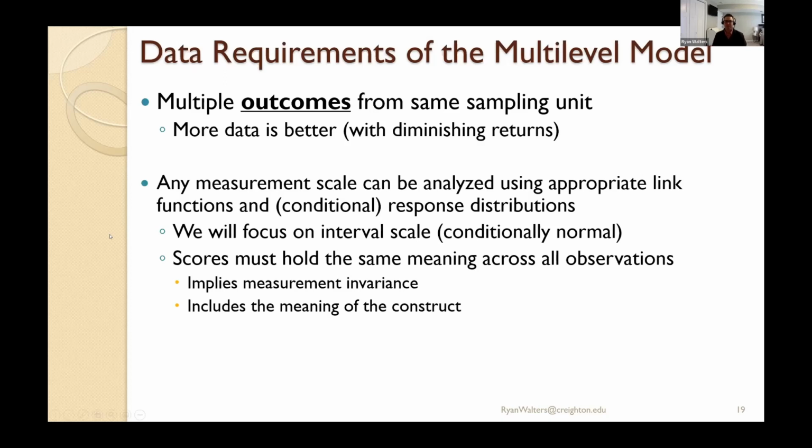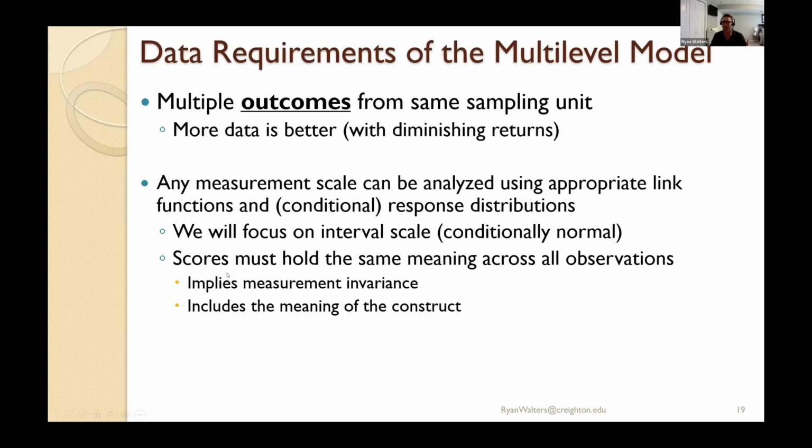Any measurement scale can be analyzed in the multi-level model for the most part, using appropriate link functions and conditional response distributions. We're going to focus here on a discrete outcome that we're going to call continuous. We're going to work under the assumption that it's conditionally normal when it's not, again, just for example purposes. But everything we're doing here, how to include predictors, how to interpret predictors, are going to apply directly had we used a less wrong model to model the disability outcome.